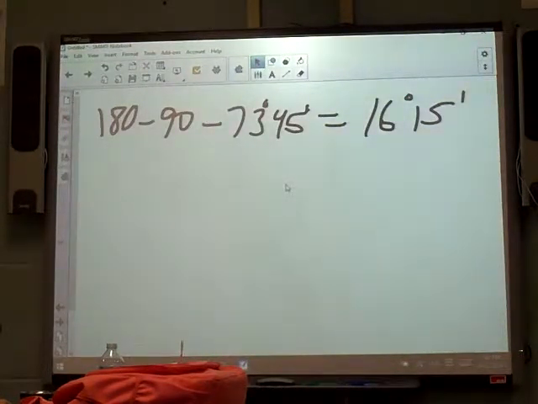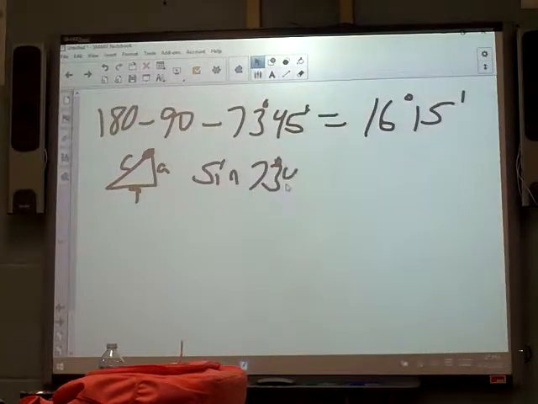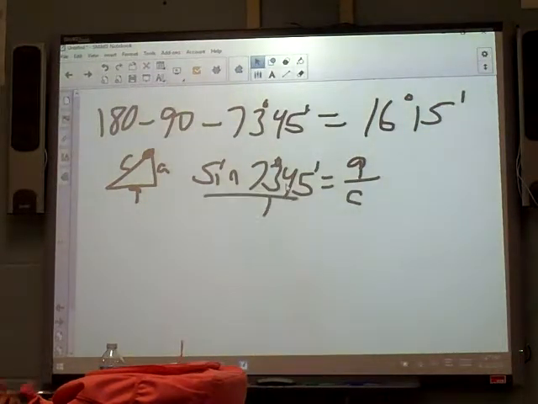Now, they told me side B, if you look at the little triangle they drew, was 9, so I've still got to find the hypotenuse and side A. So I'll do the hypotenuse first. Looking from the angle they gave me, which is this one up here, 9 is opposite and C is the hypotenuse, so that is sine. So the sine of 73 degrees and 45 minutes equals opposite over hypotenuse. So set that up and go solve.